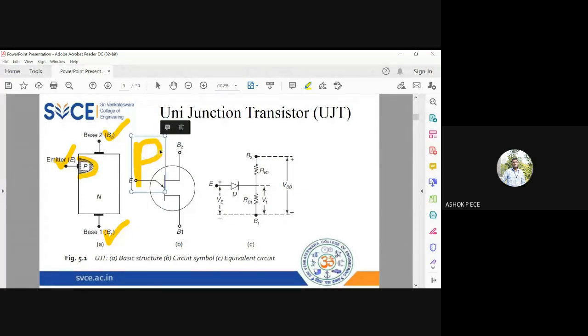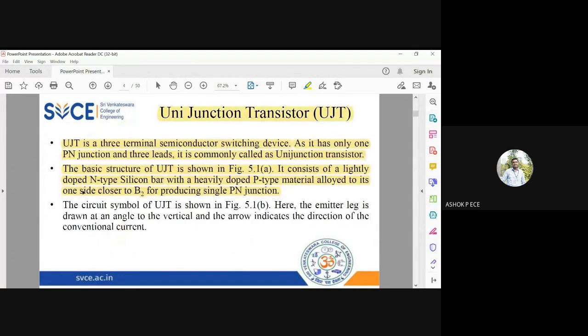They have found, by fabrication, that the device is going to perform well when my heavily doped P region is close to base 2. So see here, I'm going to take an N-type silicon bar, which is very lightly doped, and in that I'm going to grow a heavily doped P-type material on one side close to B2. The P-type region which I am growing should be closer to base 2 and far away from base 1. So therefore, you can see you have a PN junction getting formed. So the concept of depletion region will also come into picture.